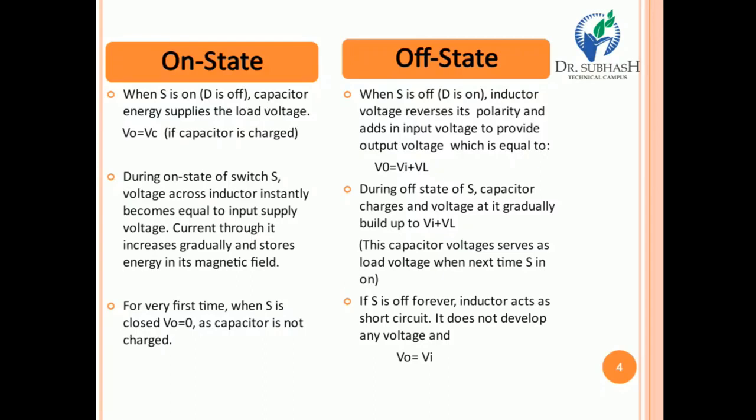So dear my students, now we are clear about what the output voltage is. In the on state, the output voltage is equal to Vc, that is the voltage across the capacitor, and in the off state the output voltage is equal to Vi plus VL.